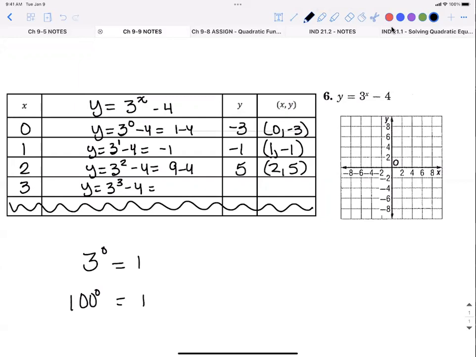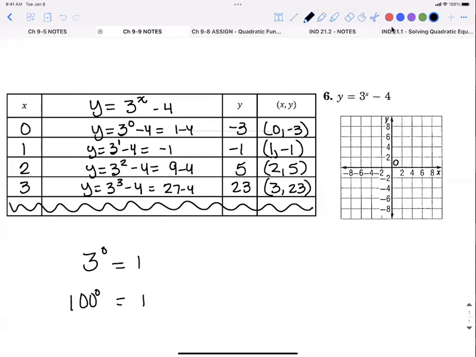Well, 3 to the third power, and be careful here, it's not 9, right? It's 3 times 3 times 3, which is 27. So 27 minus 4 equals 23. What happened to our y's very quickly? Yes, they got big really quickly.